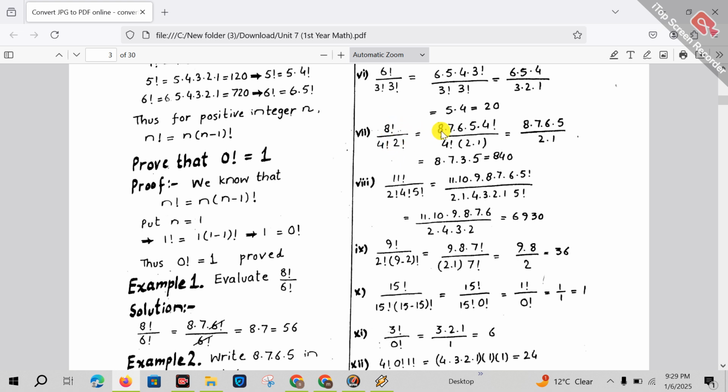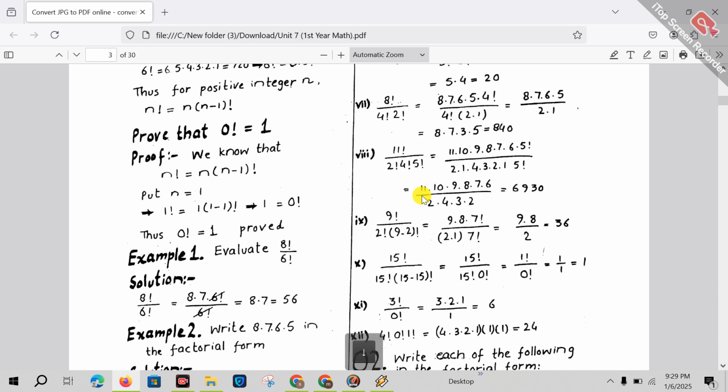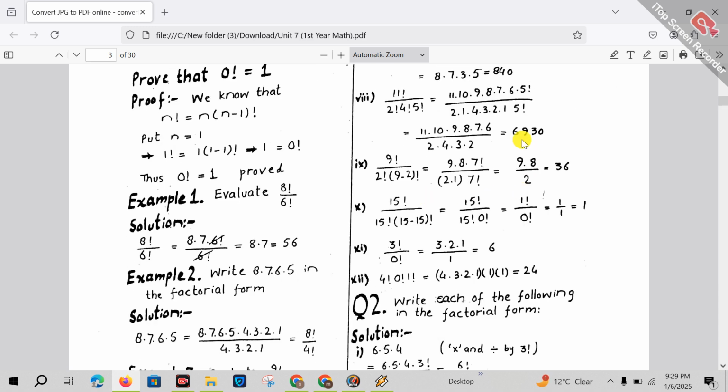Next is question number 7, which is 8 factorial over 4 factorial into 2 factorial. So 8 factorial can be written as 8 multiplied by 7 multiplied by 6 multiplied by 5 and 4 factorial. 4 factorial cancels out, and after dividing by 2 we get 840, which is our required result. And the eighth one is 11 factorial over 2 factorial into 4 factorial into 5 factorial. When we solve this question, the answer is 6930.